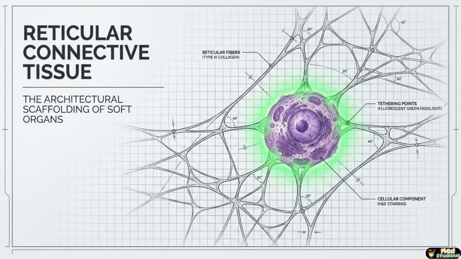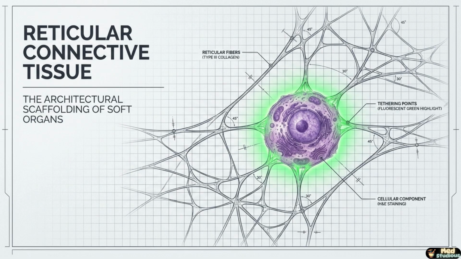Today, we are taking a microscopic journey into one of the most vital, yet often overlooked support structures in the human body, reticular connective tissue. Have you ever wondered how incredibly soft, squishy organs like the liver, the spleen, or your lymph nodes maintain their distinct shape without collapsing into a puddle of cells? The answer lies in an intricate microscopic web called the reticular network.